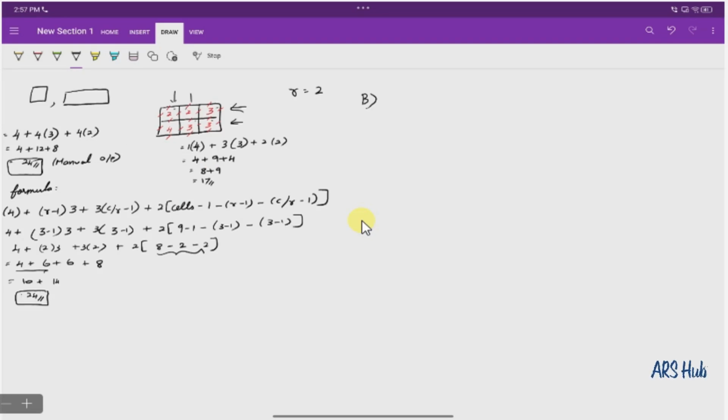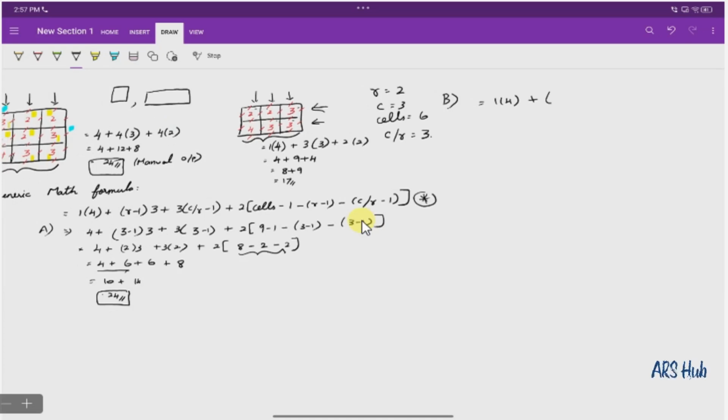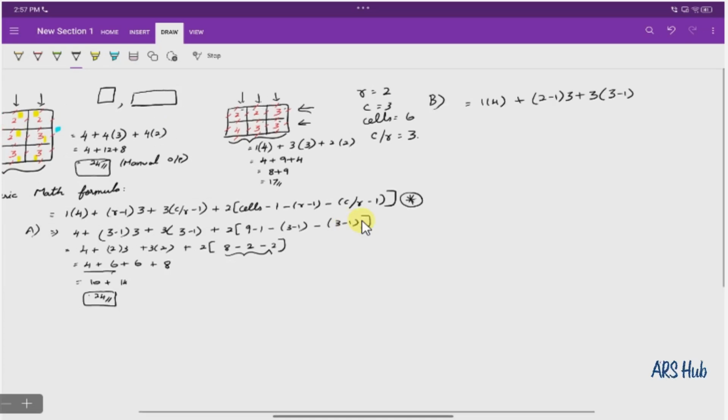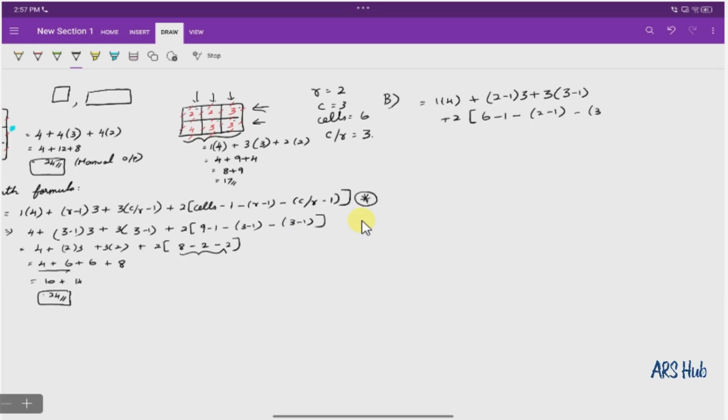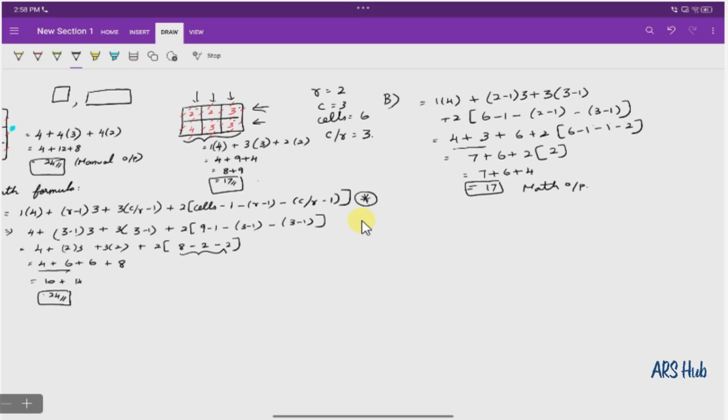Now let's consider example B with 2 rows and 3 columns. The cells count in this example is 6, and the cells per row is 3. Substituting the above values in the generic formula, we compute the summarized output of the distinct surfaces by the mathematical approach, which turns out to be 17, which matches the manual output which we computed earlier.